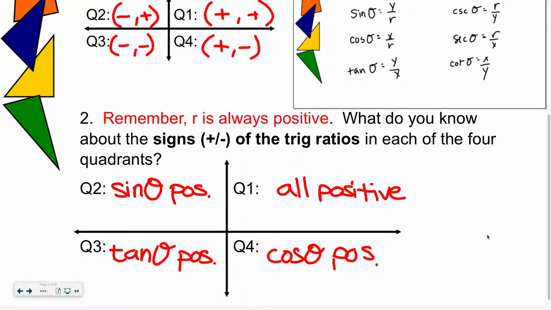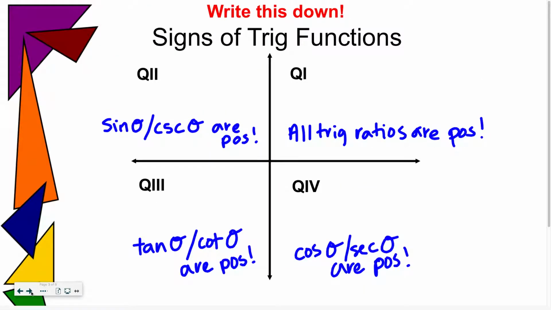Okay. So now you need to write that down in your notes. And this is the slide. I would copy something like this down in my notebook. I would draw my 4 quadrants and just label what's positive. If you need to go back later and list out whatever is negative, you certainly can, but if you know what's positive, then you can assume the others are negative.